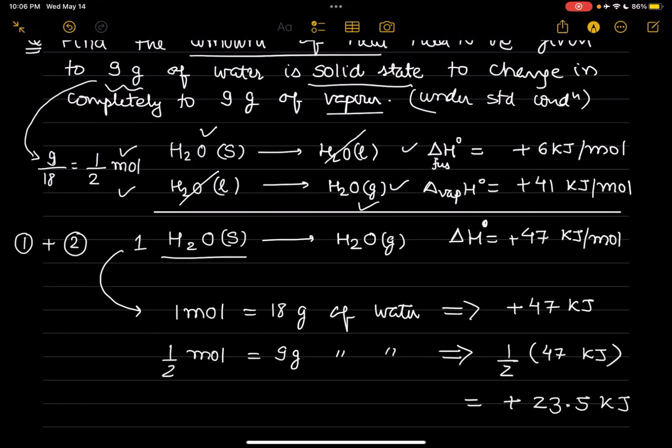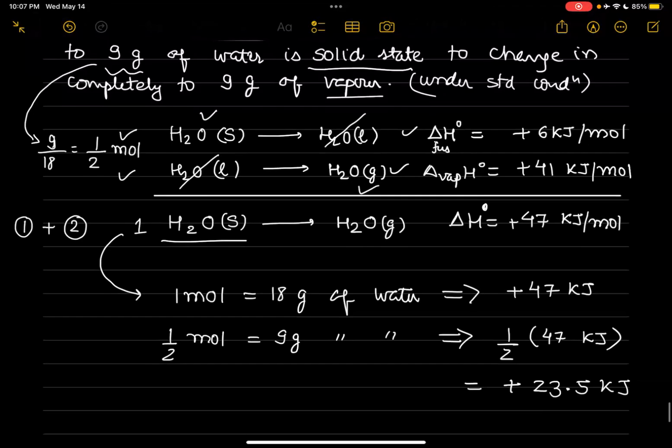So this much heat I need. Is it clear or not? Got it? So these equations make our life very easy.